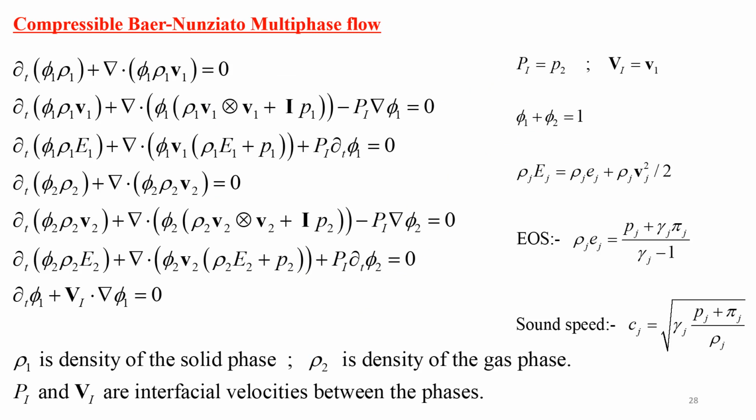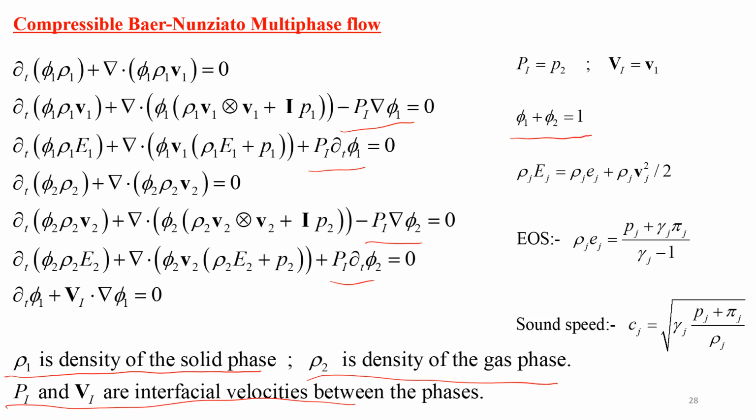We can also focus on our first example of a PDE system with non-conservative products. You can see those non-conservative products out here. This is our compressible Baer-Nunziato multi-phase flow. It represents the flow of a solid phase in addition to a gas phase. The solid phase is shown by the subscript 1, the gas phase is shown by subscript 2, and we have an interfacial velocity between the two phases, which is shown out here. Basically, this is a multi-phase flow problem. The phases have to add up to 1, and that's governed by this equation out here.